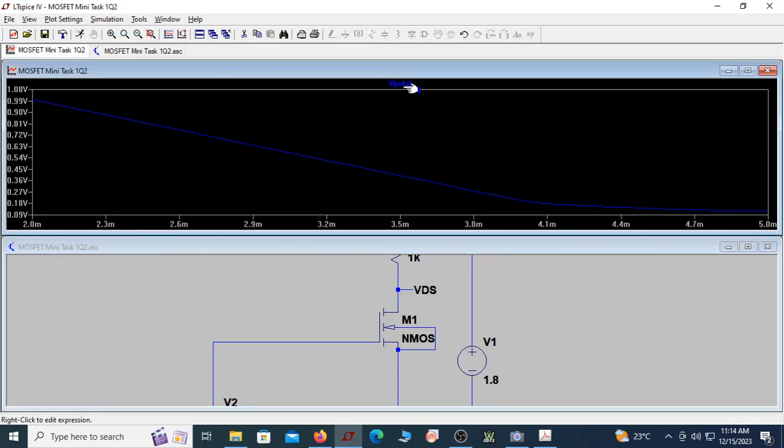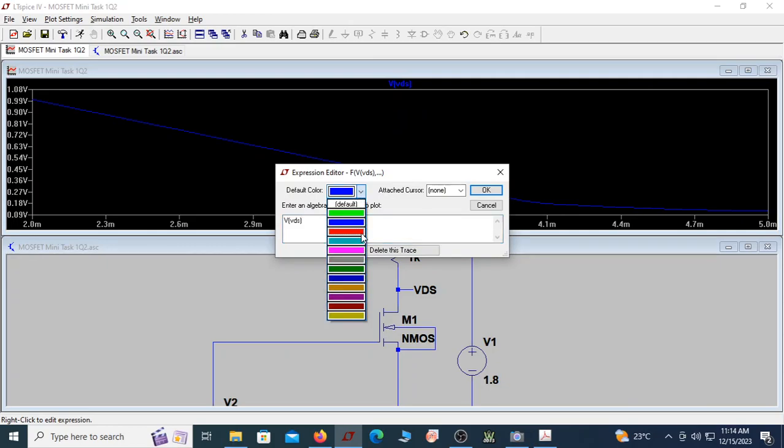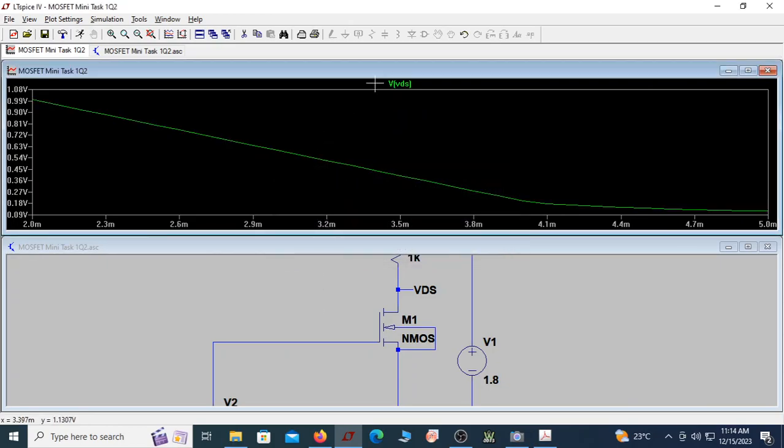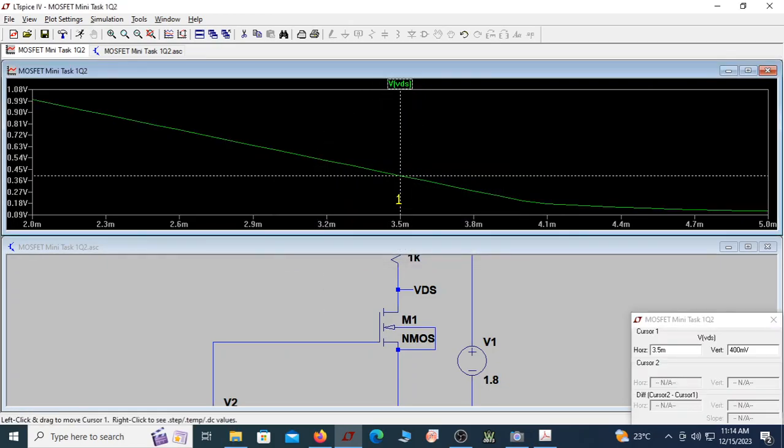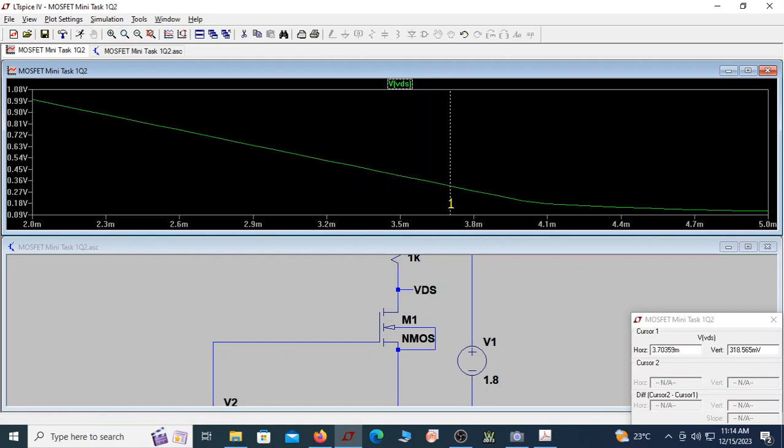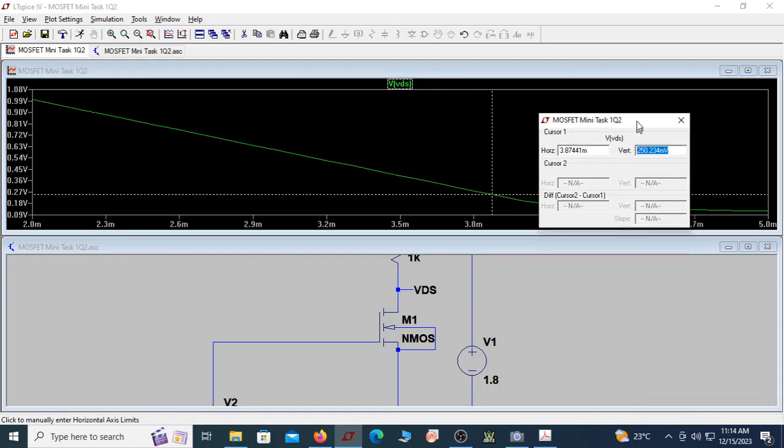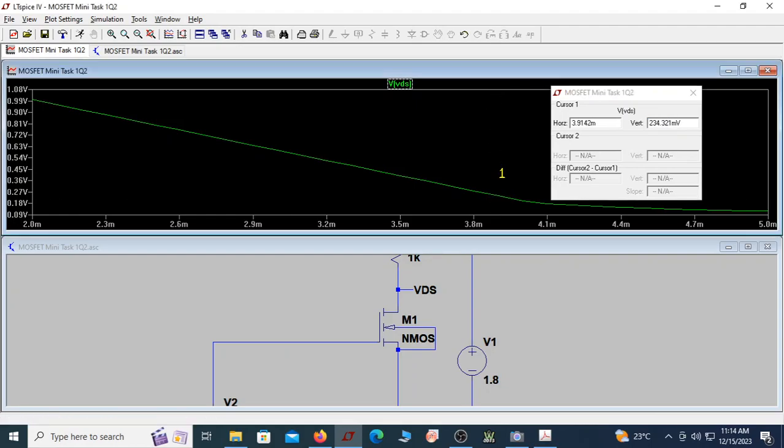Okay, I'll make this color something different. Now let me trace this VDS where it becomes 0.2. Just have a look at this. Is it not? Okay, it has gone below that. Now I have to look at 0.2. Can you see? Are you almost there?